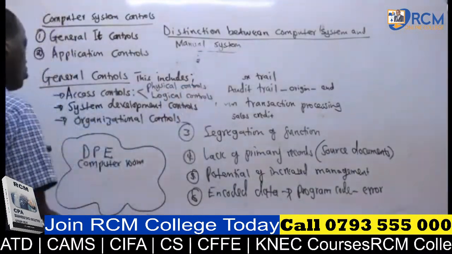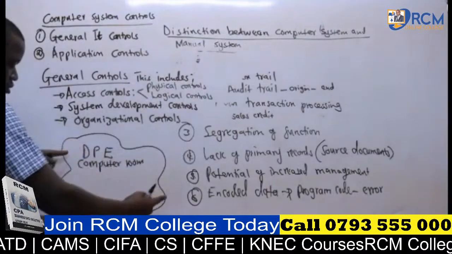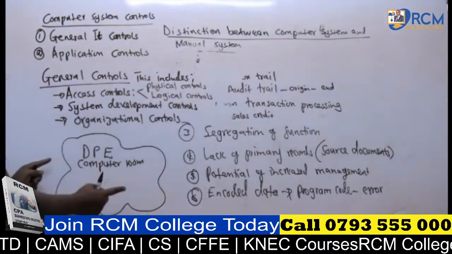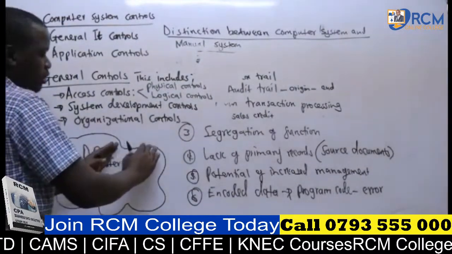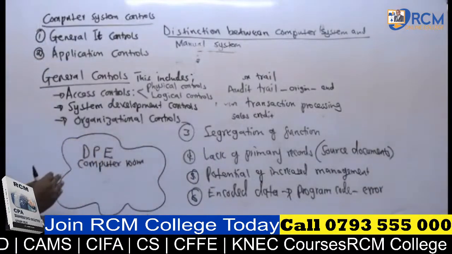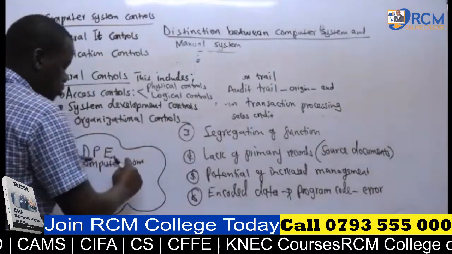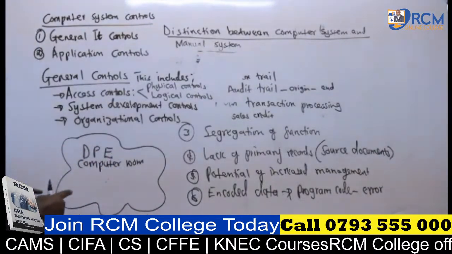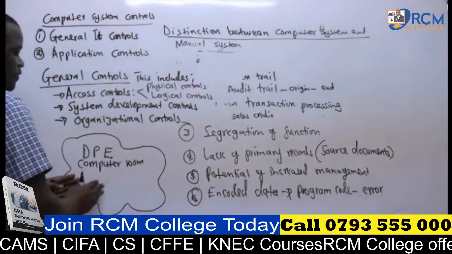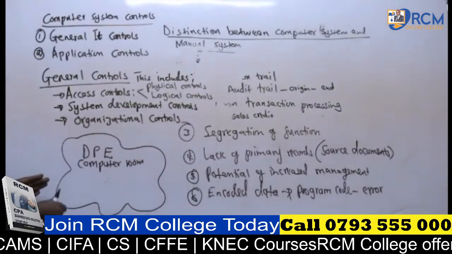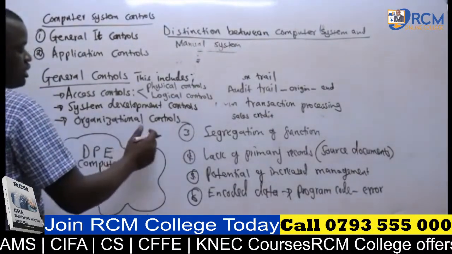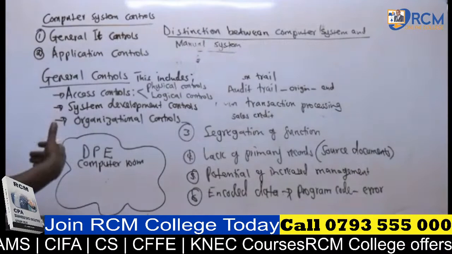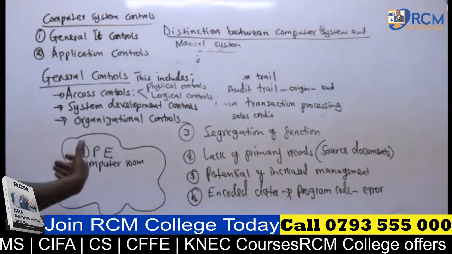So let's assume that before somebody gains access to this environment or this computer room, there must be measures put in place to ensure that the only persons who access this computer room or this data environment, where the computer facilities or the information system are, must be given some permission. They should have access rights.